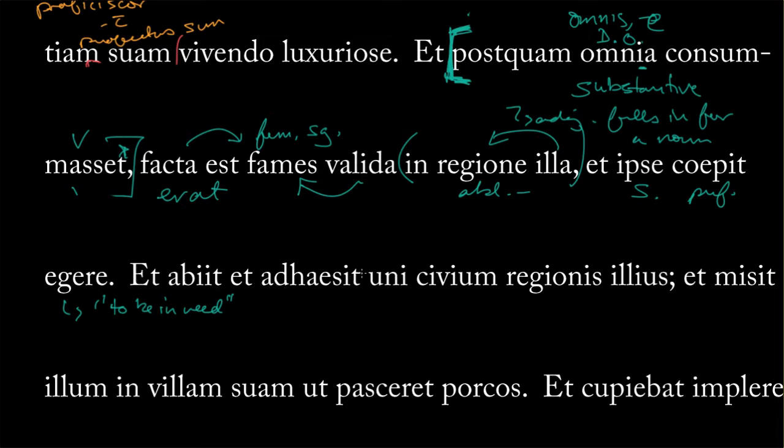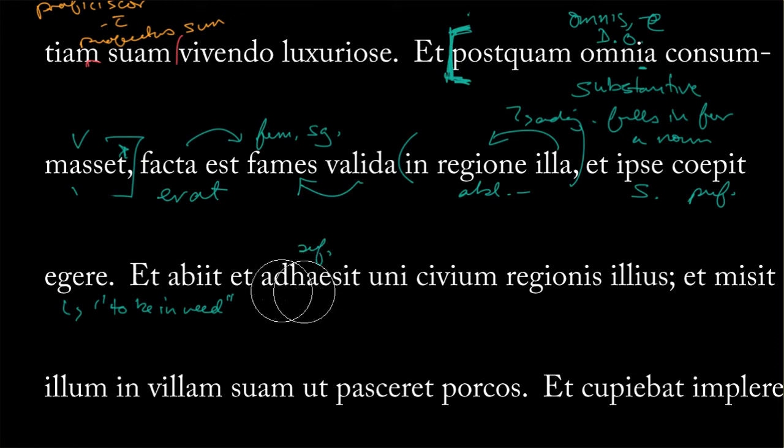Et abiit et adhaesit uni civium regionis illius. So, "and he went away," abeo, and it's not really clear where he's going to or from at this point. He's already in a different region. And he adhaesit, from ad plus haereo. Let me pause and check on that. Okay, it is indeed a second conjugation verb, adhaereo. You can't quite tell here because what we're looking at is, again, as often, the perfect form. So he went away, abeo, abire, and then abii, or maybe abivi. Those are the perfect forms of "go away."